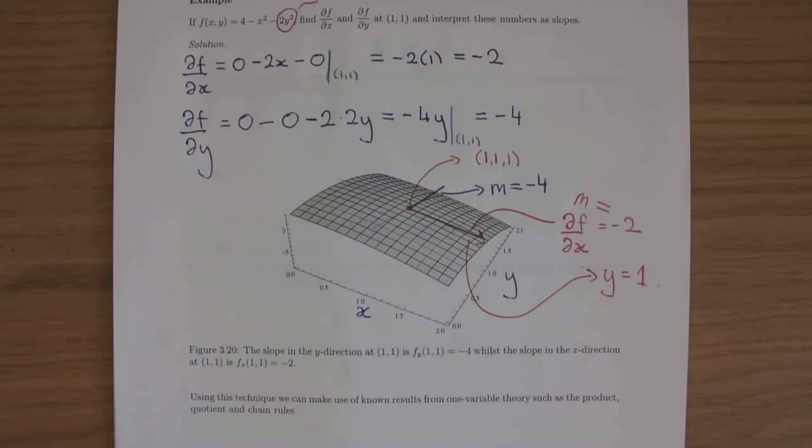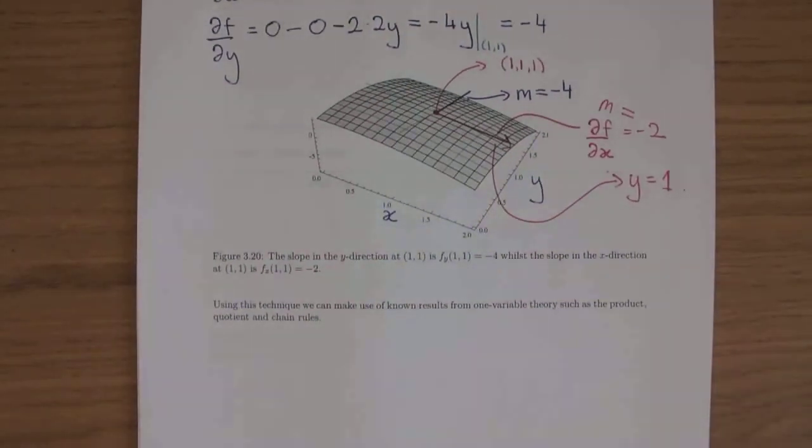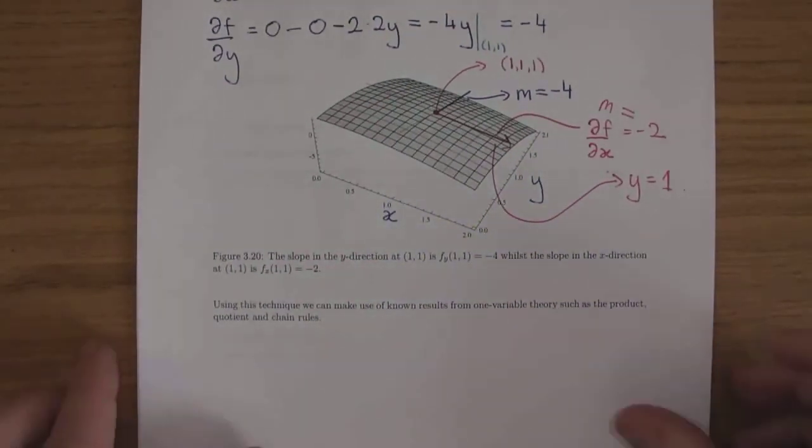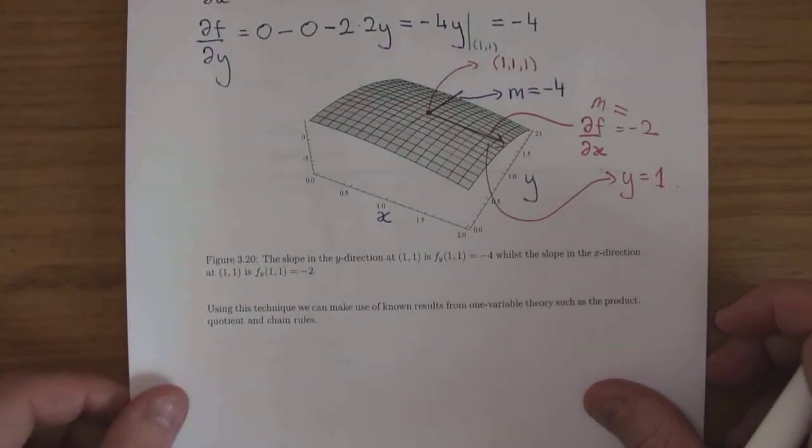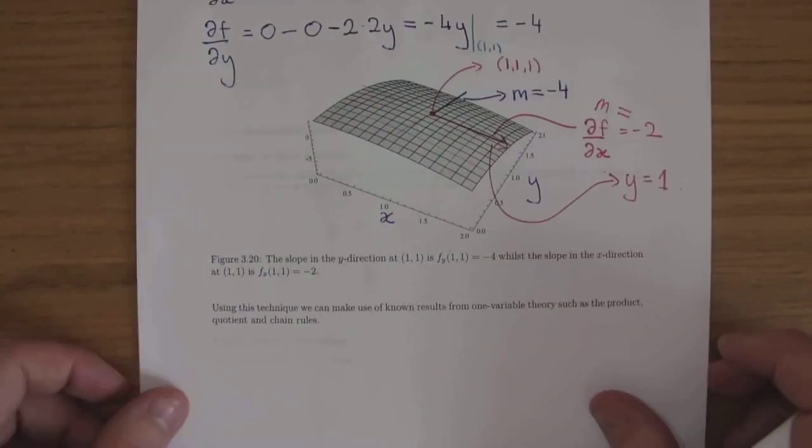Now the next thing that's written down is that all stuff like product rule, quotient rule and chain rule, they also still apply. And we'll probably look at these examples in the next video.